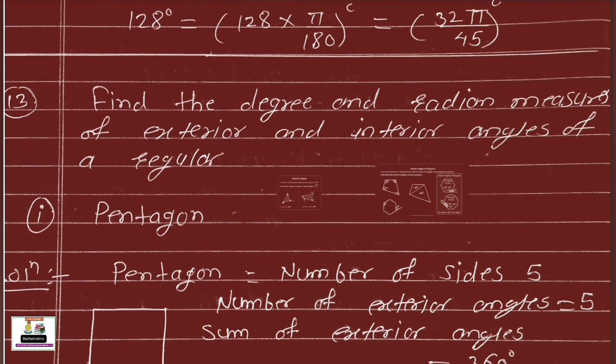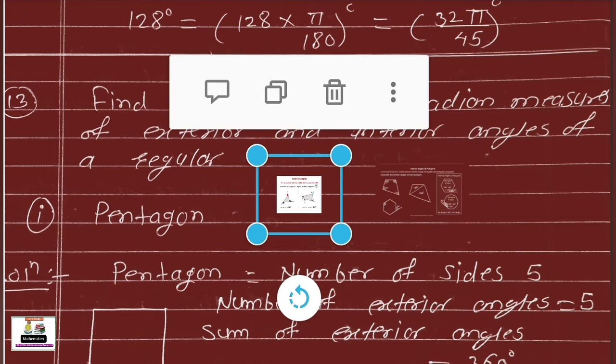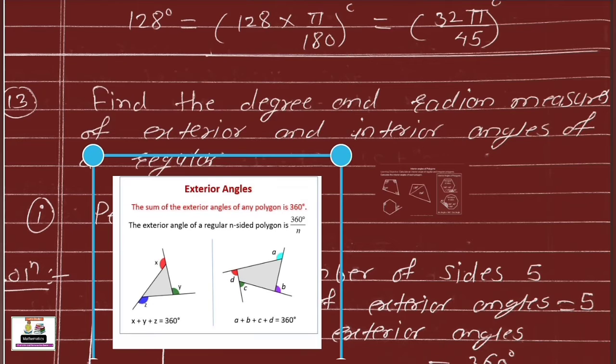Here is the next example. Find the degree and radian measure of the exterior and interior angles of a regular polygon. Write down here the word polygon. Let's see what a polygon is first. See this image.